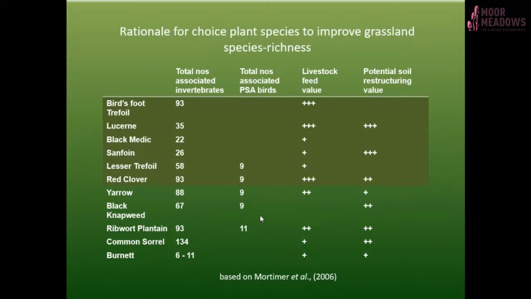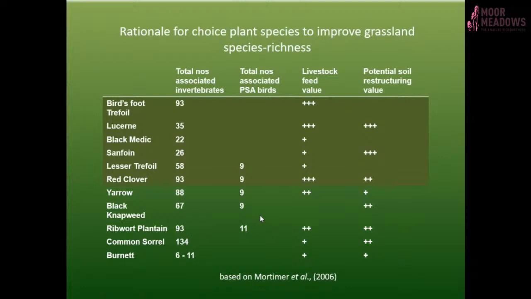As you can see at the top, we have bird's foot trefoil, lucerne, black medic, sainfoin, lesser trefoil, and red clover. All of these are members of the legume family. For the botanists amongst you, they're the Fabaceae now, so we don't call them legumes now, but for simplicity's sake, they're all legumes, they all fix nitrogen.